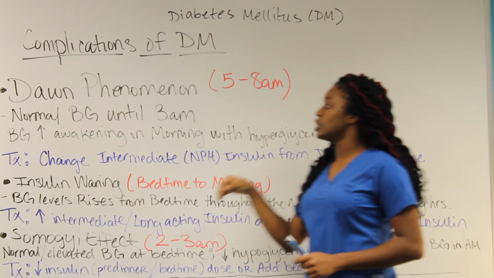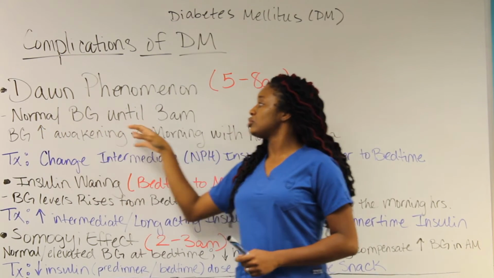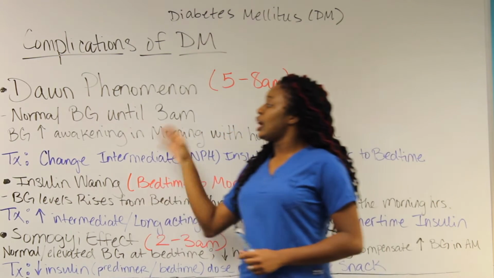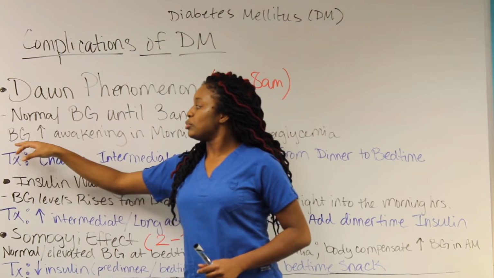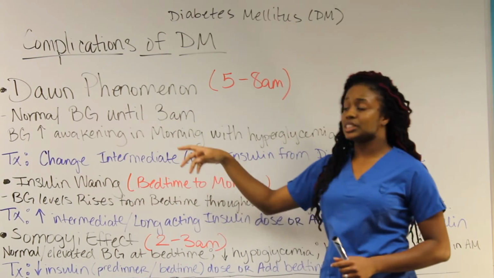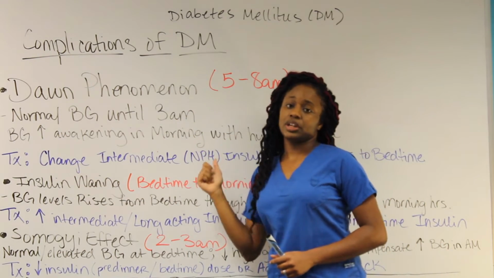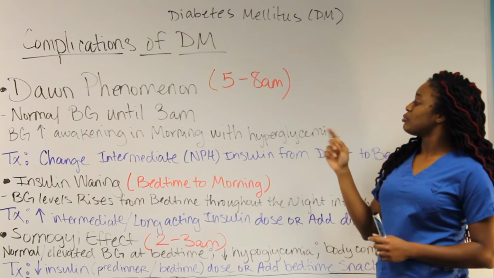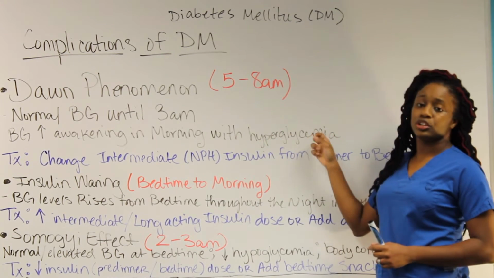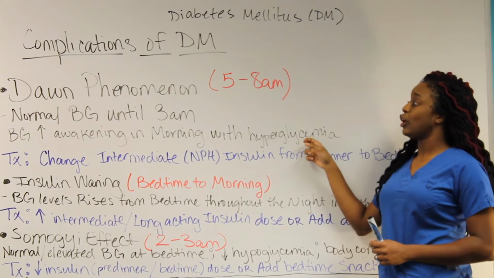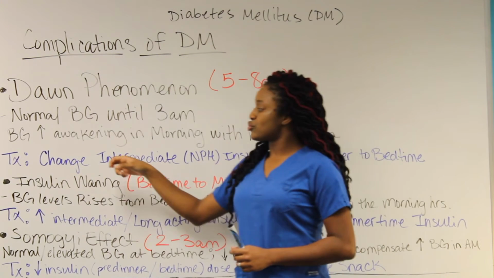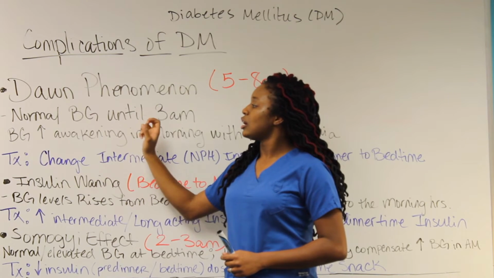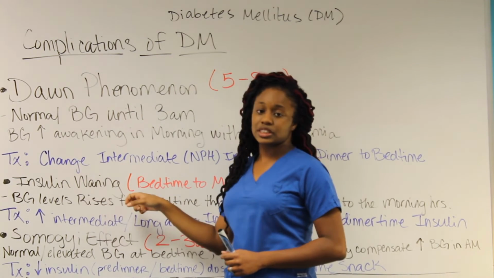What happens is you have a normal blood glucose up until 3 o'clock in the morning, okay? Then around that time, your blood glucose level starts increasing as you're awakening in the morning. So around 3 o'clock, it is rising, and from there, when you wake up in the morning, you experience hyperglycemia. The treatment, I'm going to get back to. Okay, so the next one is insulin waning.